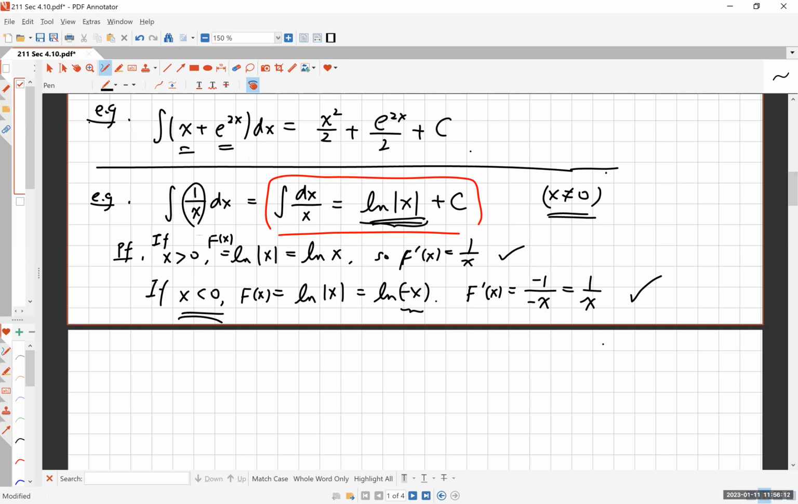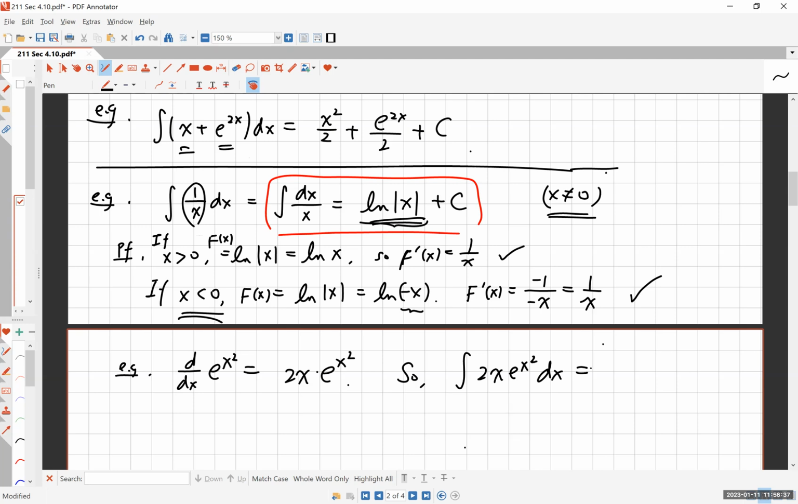Here's an example. Do you know what happens when you differentiate e to the x squared? Of course you do. You use the chain rule. It's e to the x squared times the derivative of the inside function, that's 2x. So based on that, it is okay to say that the indefinite integral of 2x e to the x squared dx is e to the x squared plus c. No problem here. So this complicated looking thing has an indefinite integral.